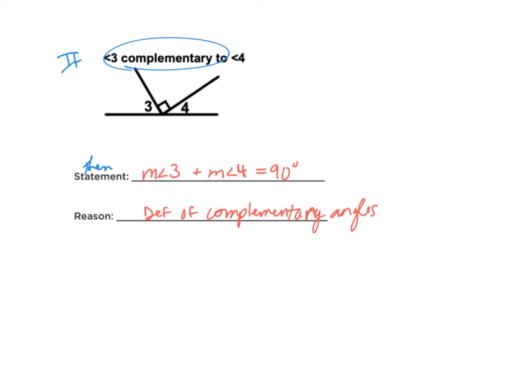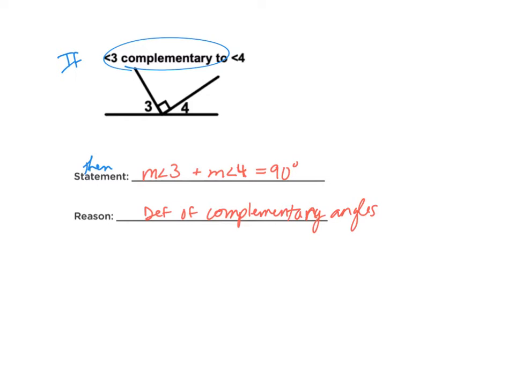And if you look at your definition page, you should have: two angles are complementary if and only if the sum of their measures is 90 degrees. So we're using the conditional, if they're complementary, then the sum is 90 degrees. And the conclusion part is the 90 degrees. If I had told you they add up to 90 degrees, you could have made this conclusion. So remember, it works both ways.